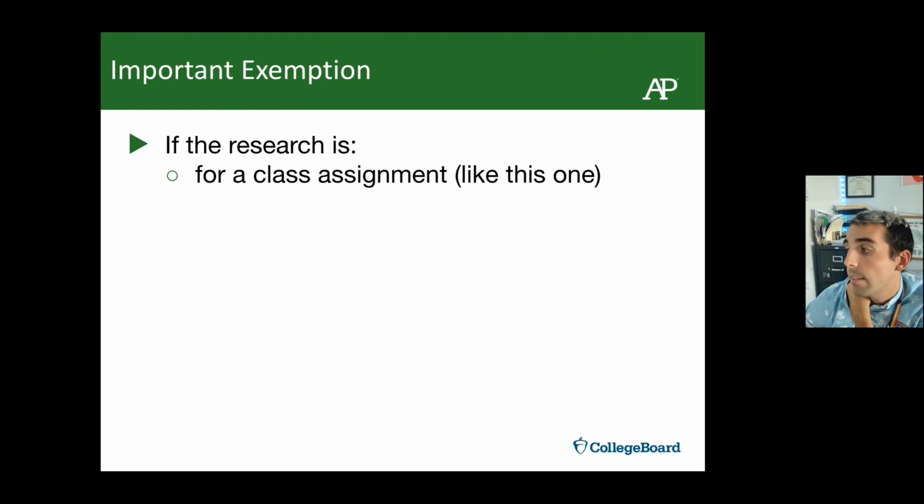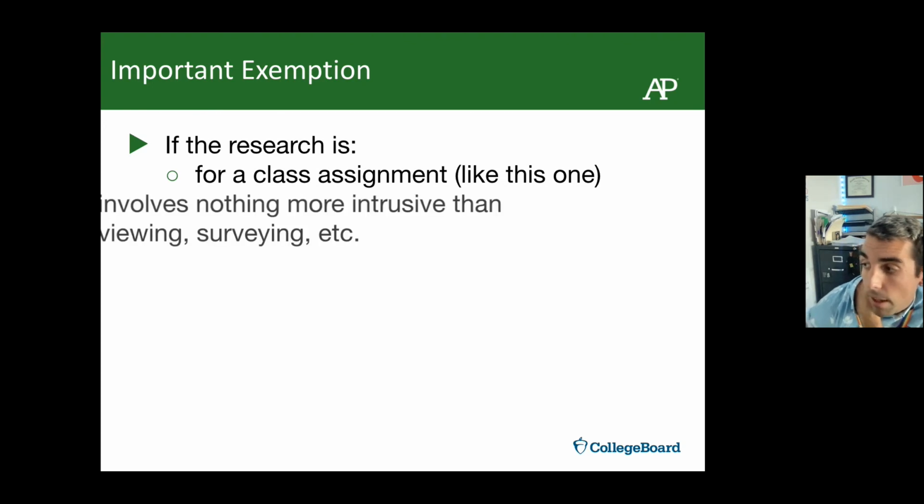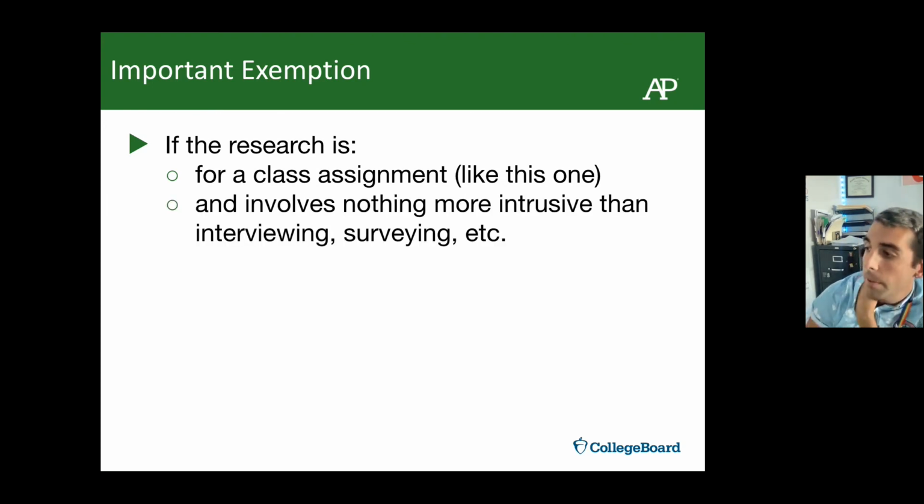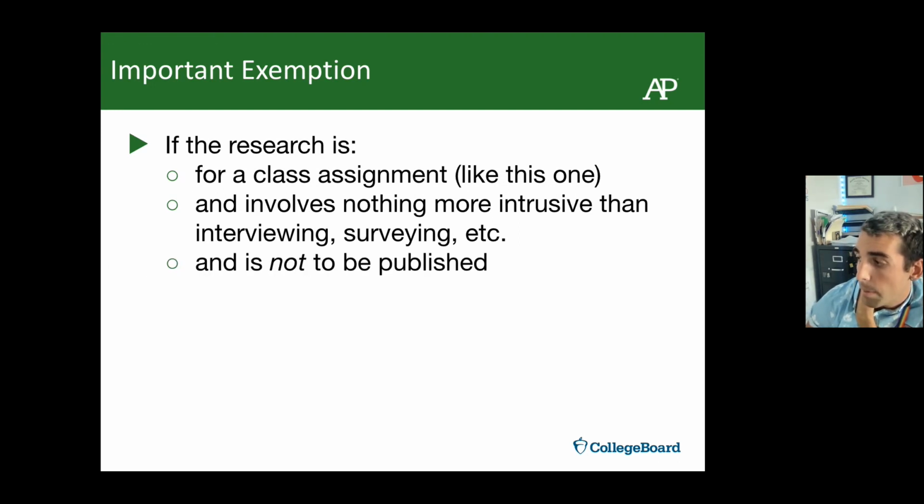Here are some important exemptions. If the research is for a class assignment like this one, there are exemptions. However, our goal is that we score a 5 in that AP class, or College Board rather, publishes our material. So we want to make sure we cross the T's and dot the I's. If it involves nothing more intrusive than interviewing, surveying, etc., it is not to be published.